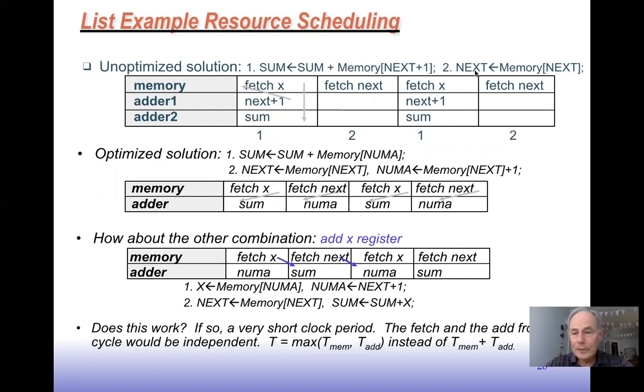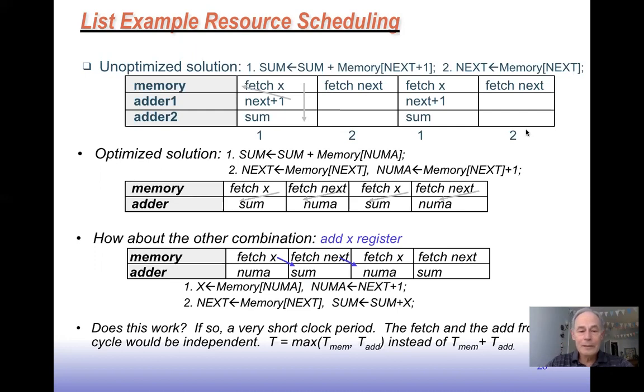The next clock cycle was next gets memory of next. So we use the memory here to fetch the next value, and the 2 adders were idle in that clock cycle. That led to some of the inefficiencies. And then that repeats, again, for the next iteration.